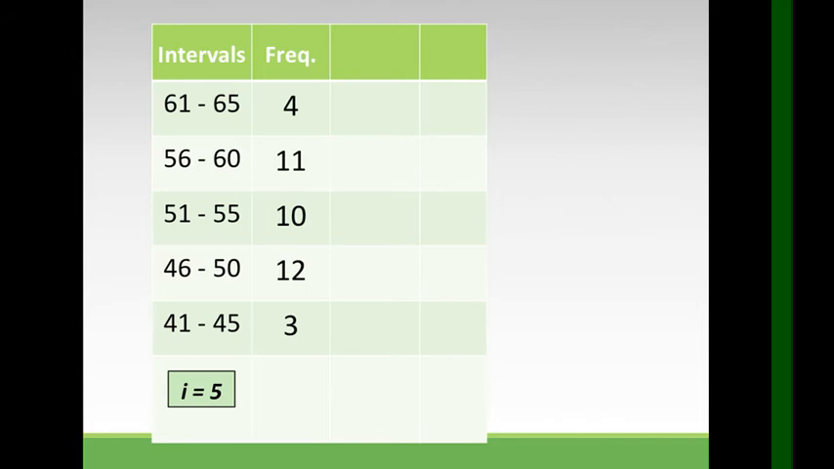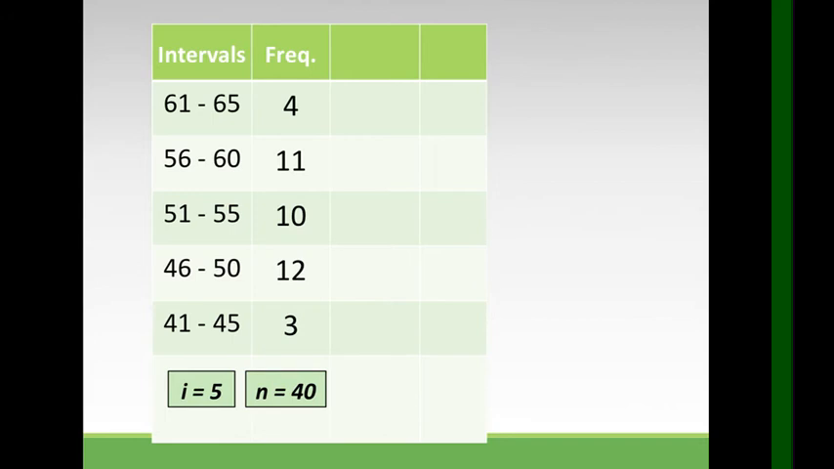The next thing to do is to find the total of the frequency by adding all the numbers. So we have 4 plus 11 plus 10 plus 12 plus 3, and the total is 40. So yun lang ang gagawin natin for the first and the second column.